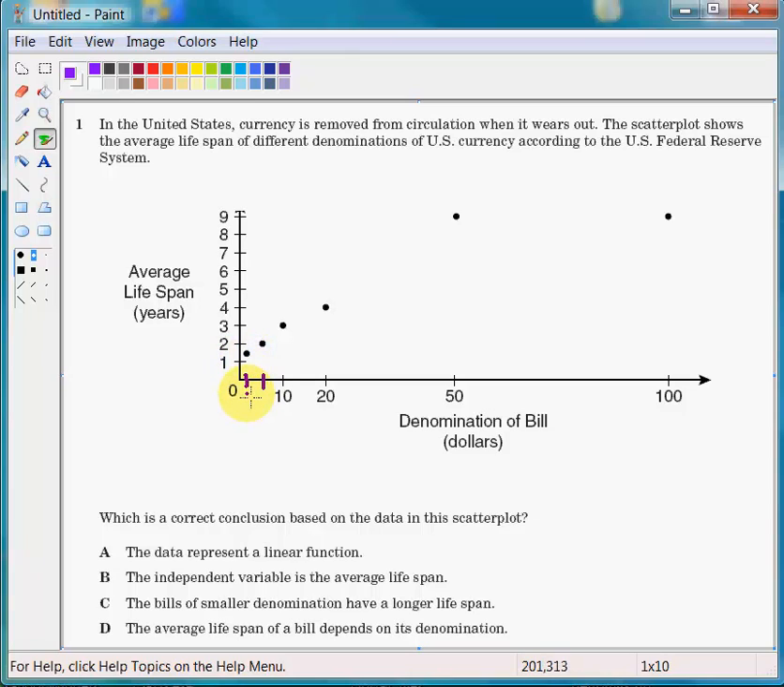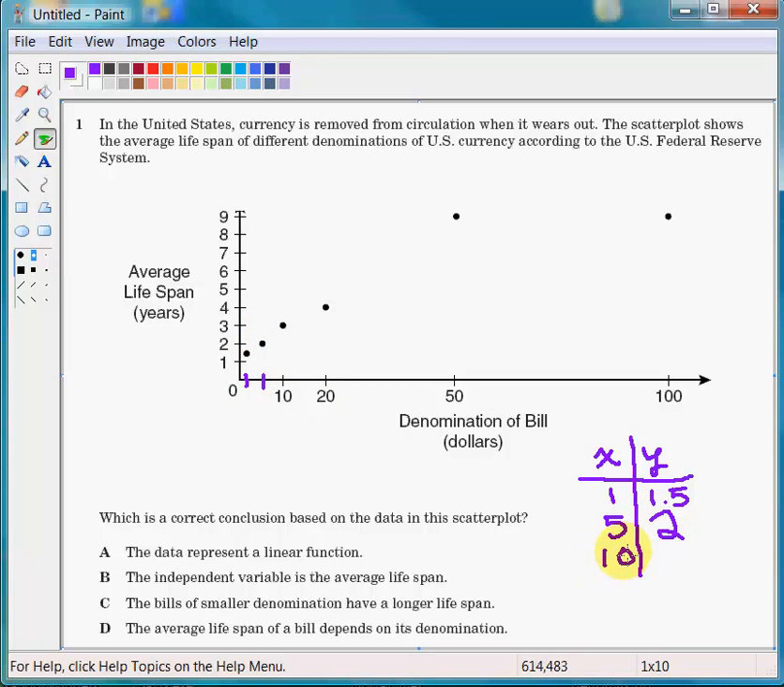Looking here, it looks like a $1 bill lasts about a year and a half. The 5 lasts about 2 years. The 10 about 3 years. And we could list this in a T-chart. We've got our X, which is our input, and our Y, which is our output. Looks like 1 is about 1.5. The 5 is about 2.